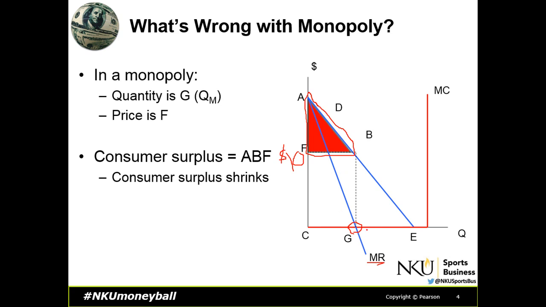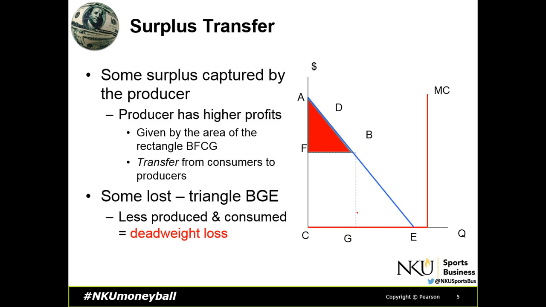Because this monopolist is only selling at this quantity, which means that all of these tickets out here are not being sold, right? This monopolist is not providing this quantity of tickets because they've decided that they're going to sell only at this quantity, right? So all of this becomes our deadweight loss because it never gets sold.